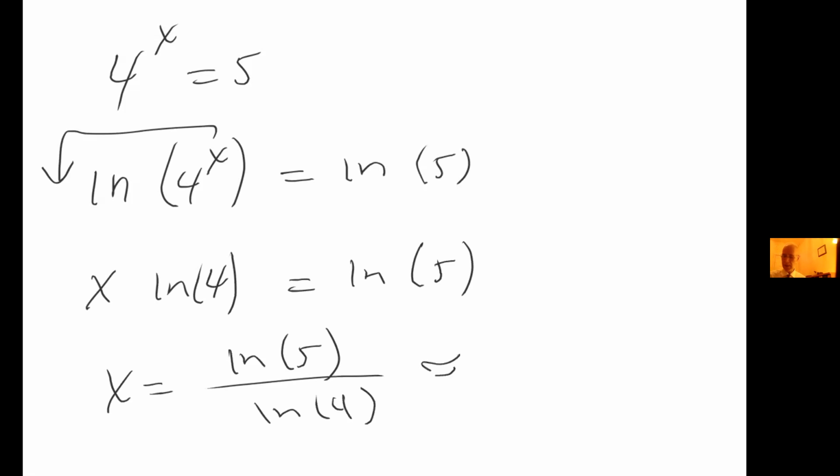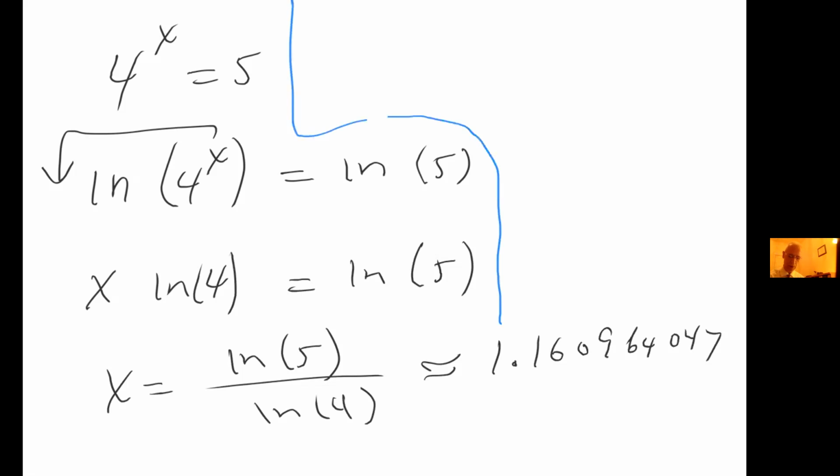And that's where I use my calculator. So natural log of 5 divided by natural log of 4 gives me 1.160964047, and on.